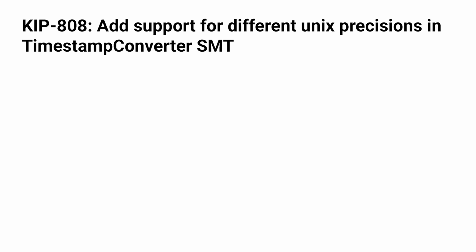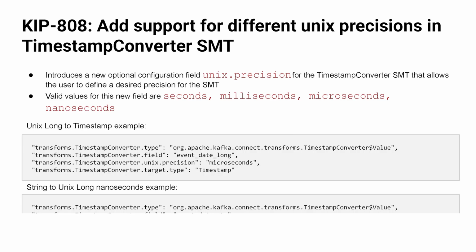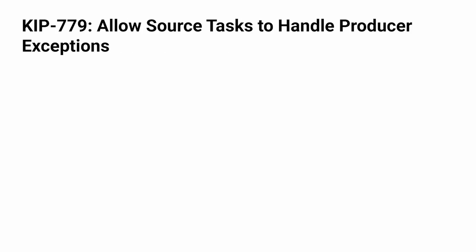Up next is KIP 808, which supports new Unix precisions in the timestamp converter single message transform. Using the new Unix precision configuration parameter, you can easily specify your desired timestamp precision as you transform to and from Unix timestamps. And finally, KIP 779 adds the ability for connector source tasks to handle producer exceptions.